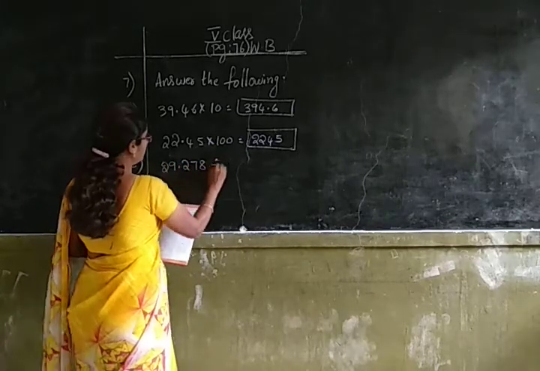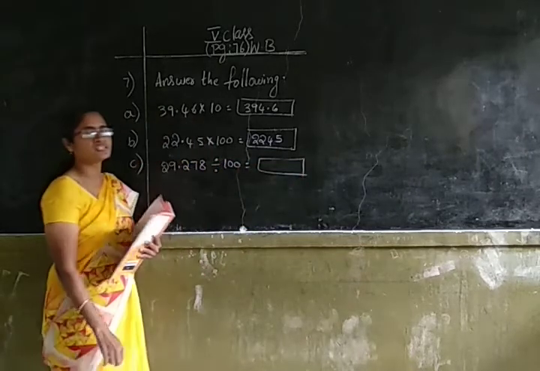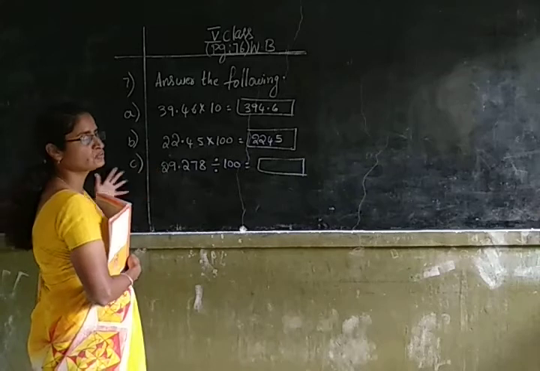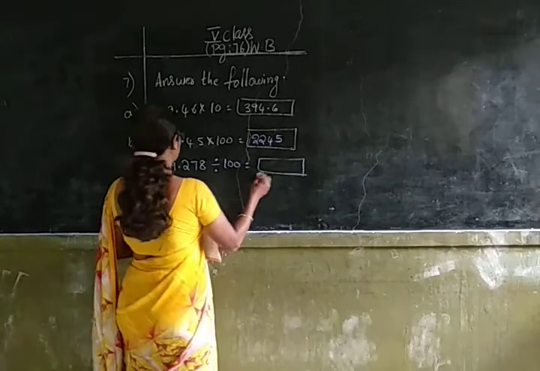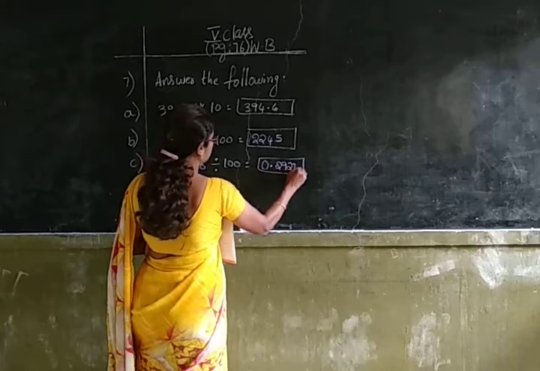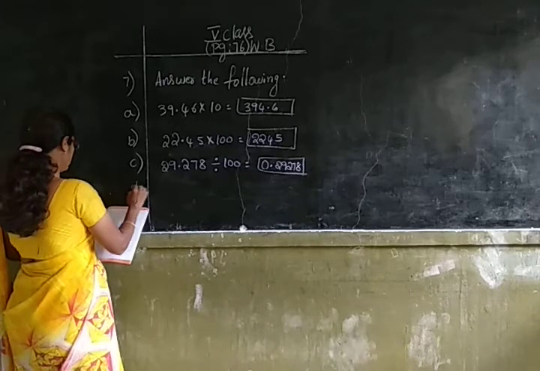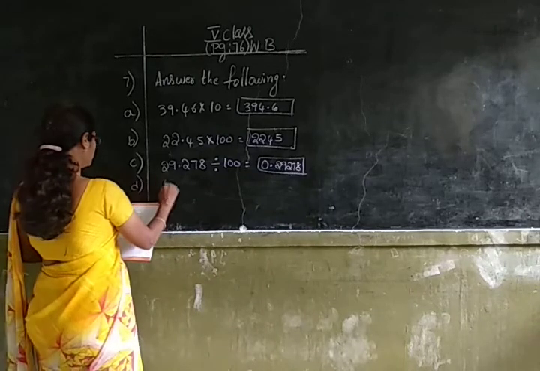29.278 divided by 100. When we divide a decimal number by 100, the decimal point moves 2 steps towards left. So the answer is 0.29278.